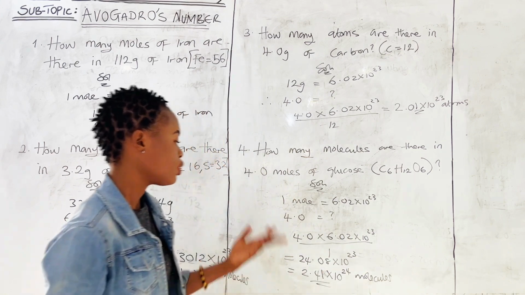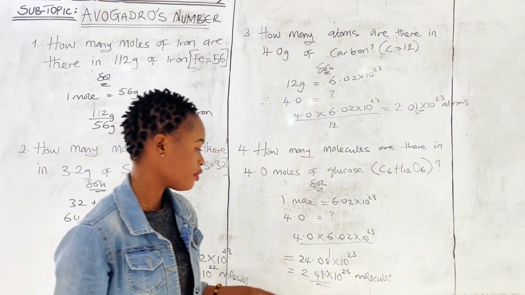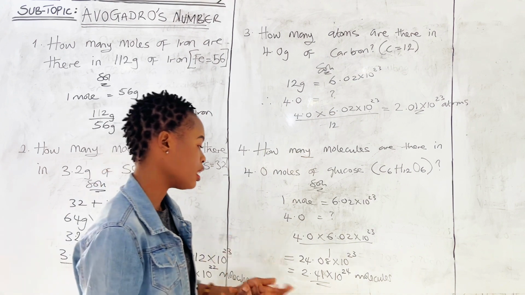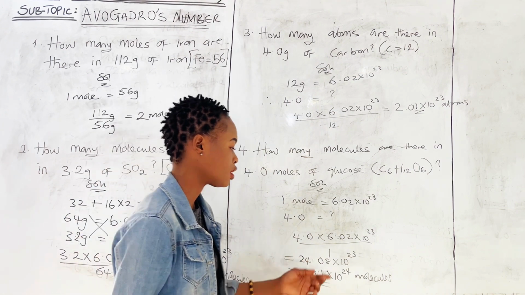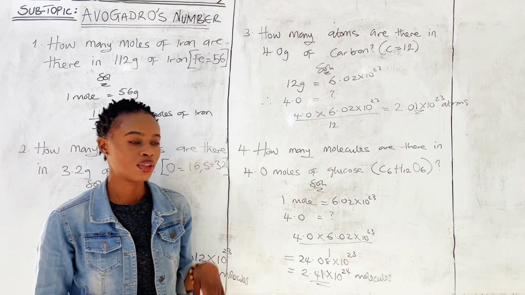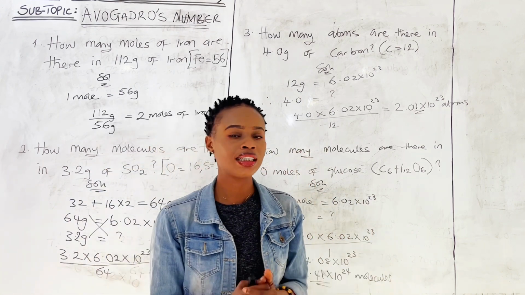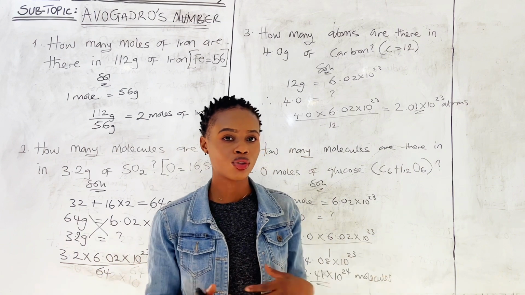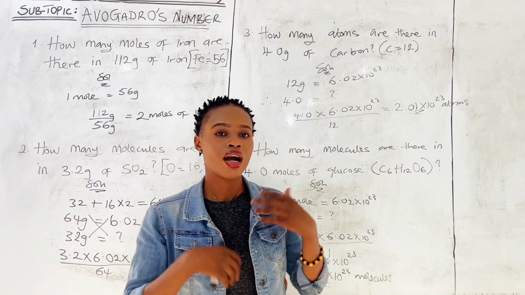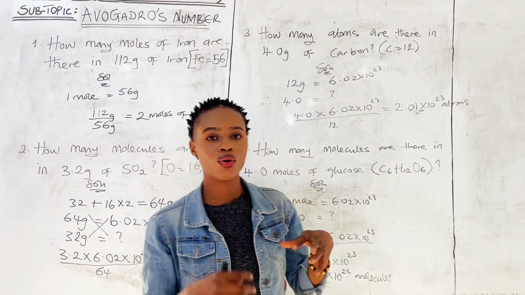So you're going to have 24.08 times 10 to the power 23, and you can simply just break it down to 2.41 times 10 raised to the power 24 molecules. And our answer is a molecule because the question says how many molecules. So you can see that these calculations are not difficult at all. What you require is practice and more practice under your gas law calculations.